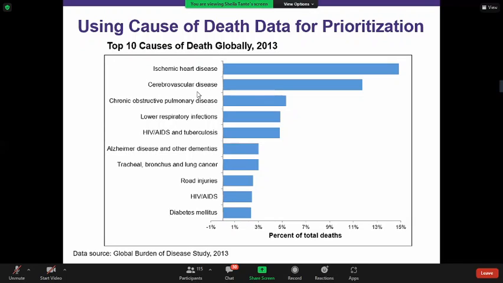So the first, second, and third are non-communicable diseases. Out of the 10 leading causes for the global burden of diseases, out of the top 10 causes of death, I think 7 are non-communicable and 3 are communicable.